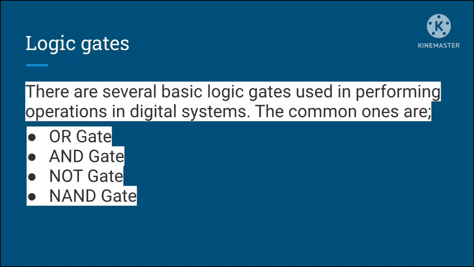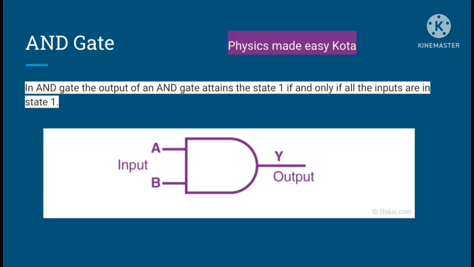So now next, that important topic, logic gates. A logic gate is a digital circuit that is used to perform logical operations, and there are different types of logic gates like OR gate, AND gate, NOT gate, NAND gate. First one is the AND gate.